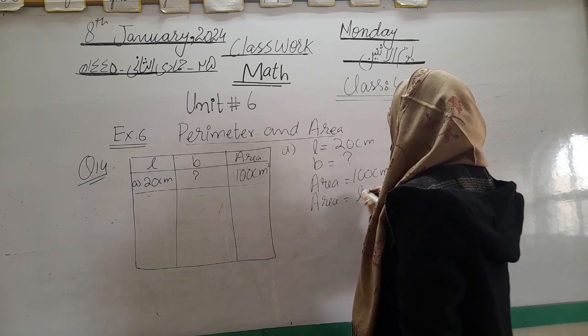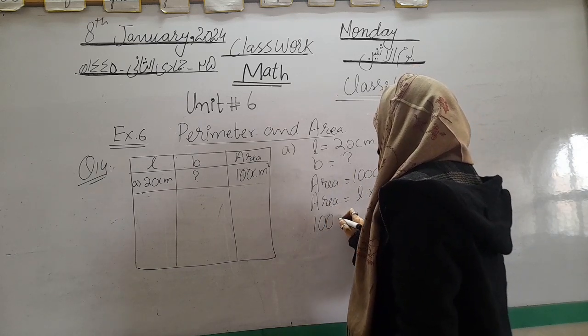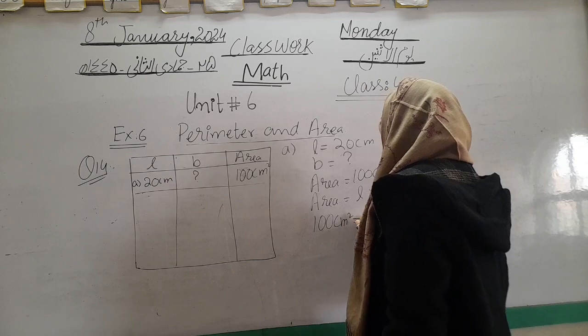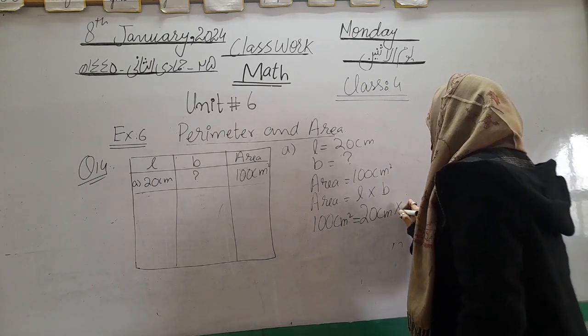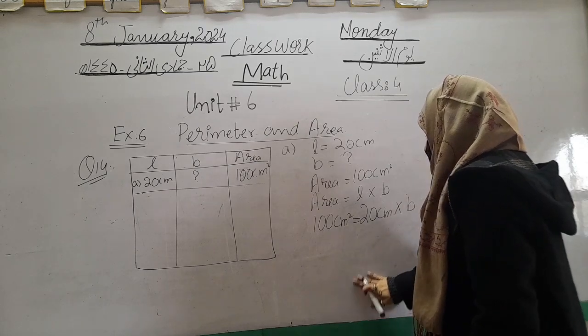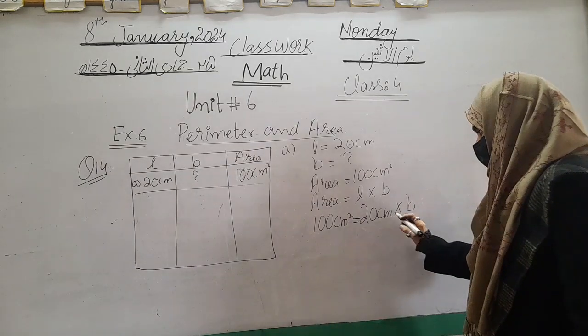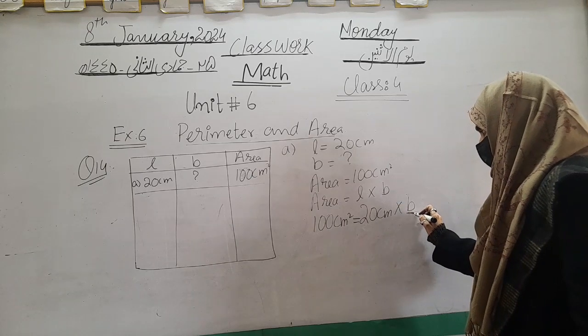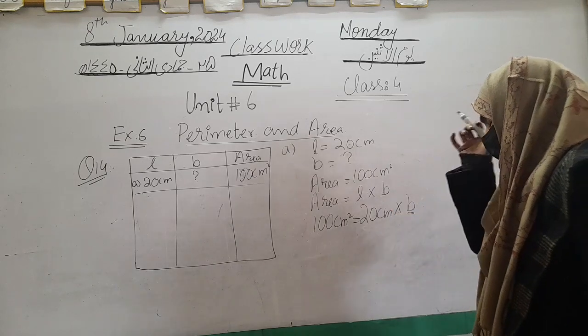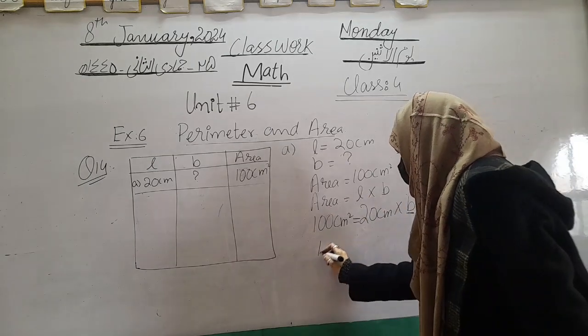And what is the value of area? Area is given, and area is 100 centimeter squared. And what is the value of length? Length is 20 centimeter, and breadth you have to find. What will you do in this? To find the value of breadth, we will take B separately, and we will divide the 100 by the 20 centimeter.